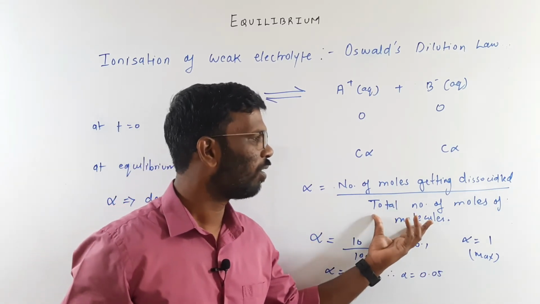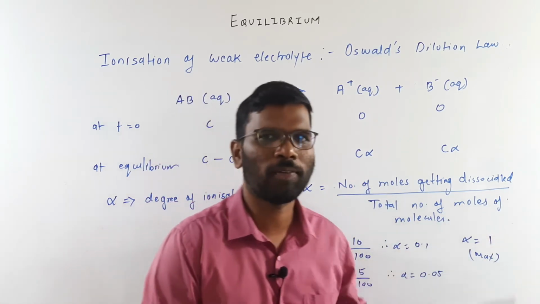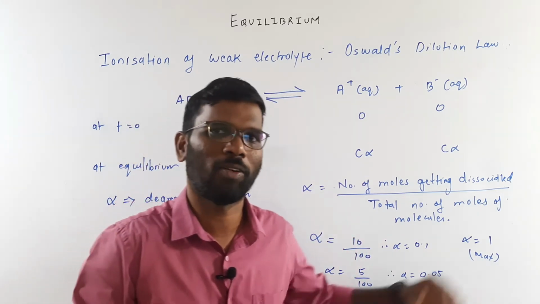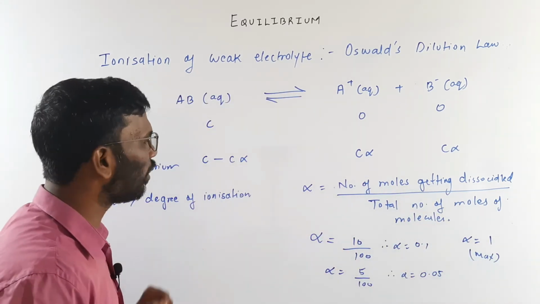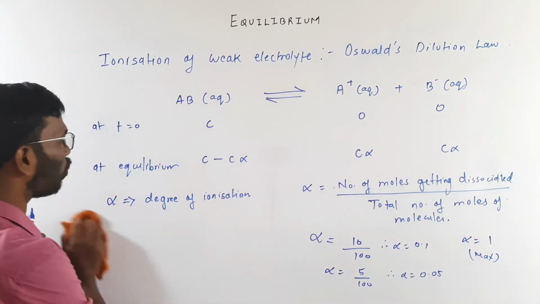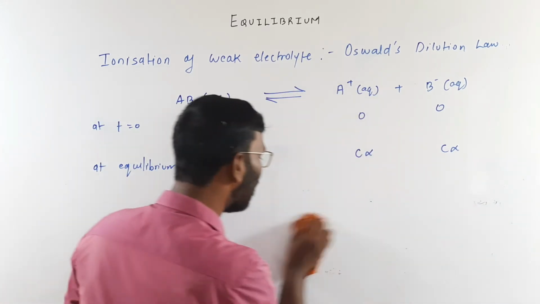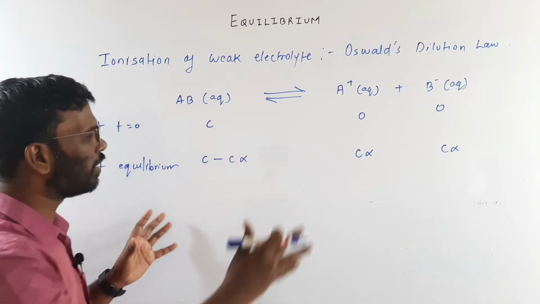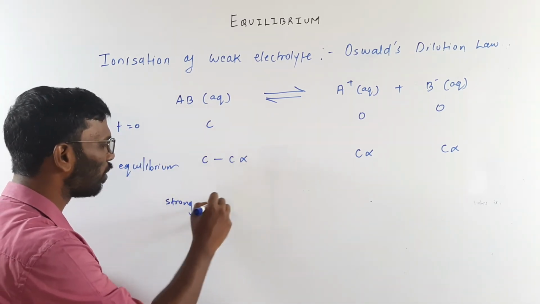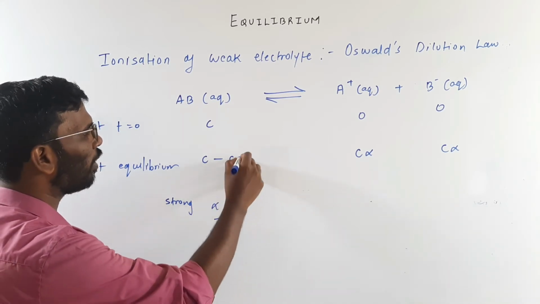Let's say there is a total of 100 molecules and all 100 are getting dissociated. So 100 by 100 will be alpha. So alpha equal to 1 is true only for a strong electrolyte and not for a weak electrolyte. Here, just imagine that I have written C minus C alpha. If it was a strong electrolyte, means at equilibrium, alpha for a strong electrolyte is almost equal to 1. Strong electrolyte means what? Alpha will be 1, right?